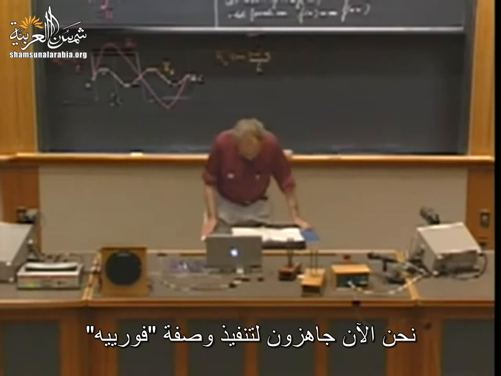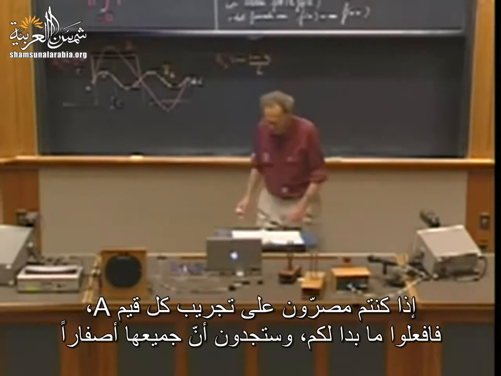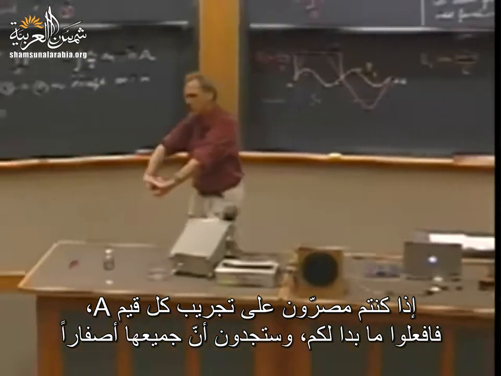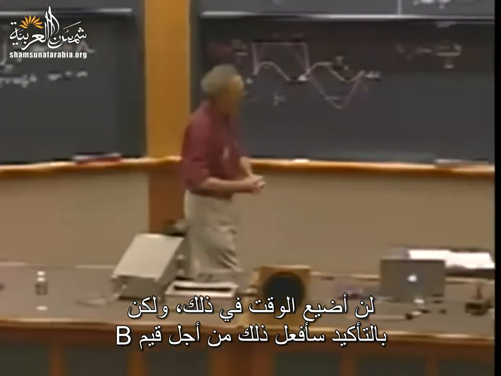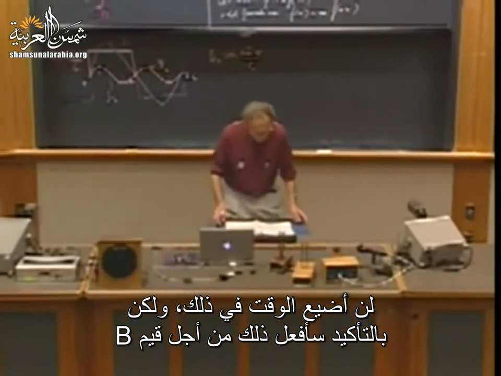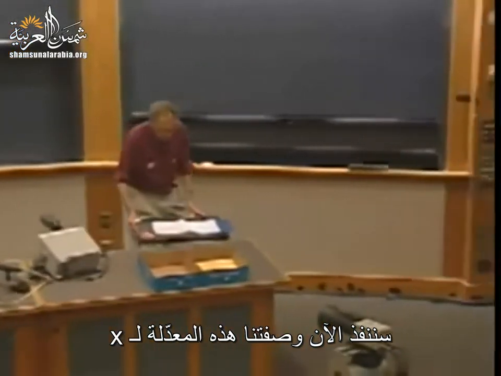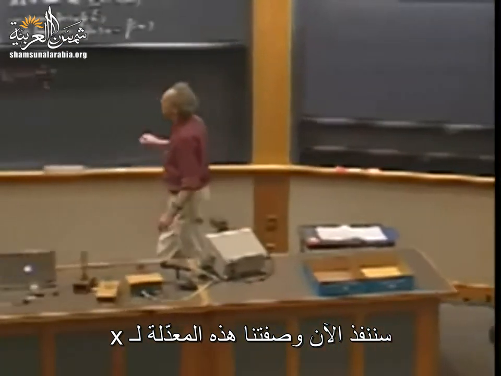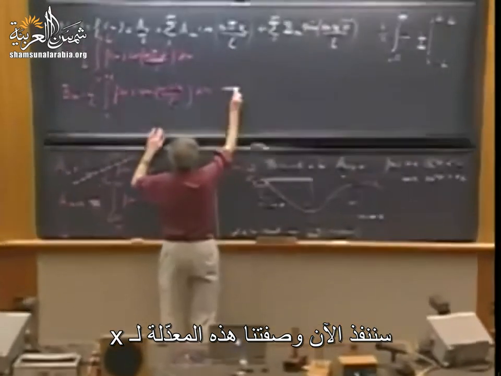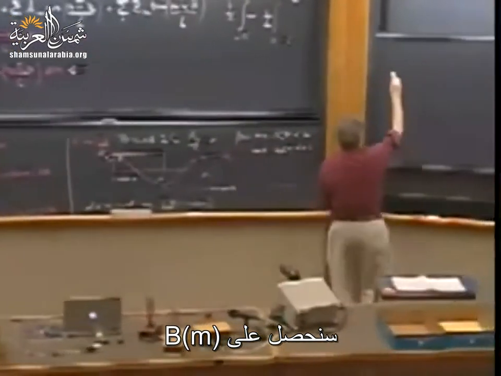So now we are ready to actually execute the Fourier recipe. And if you insist that you want to do the A's, be my guest. You can do all the A's, and you will see that all of them are 0. So I will not waste your time on that. But I will certainly do the B's. So we now execute our recipe. And here it is, adjusted to our x. And so we're going to get that B of M.